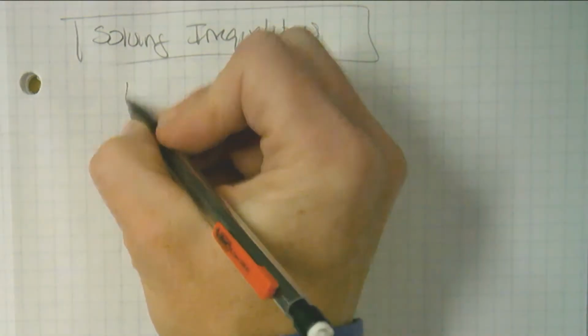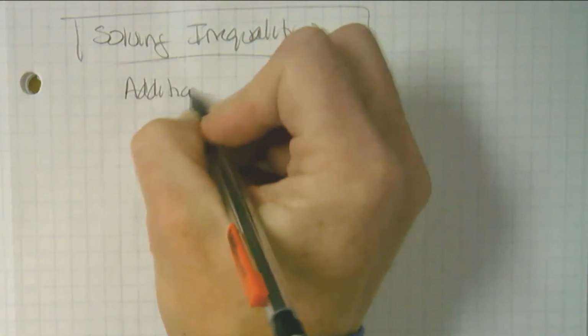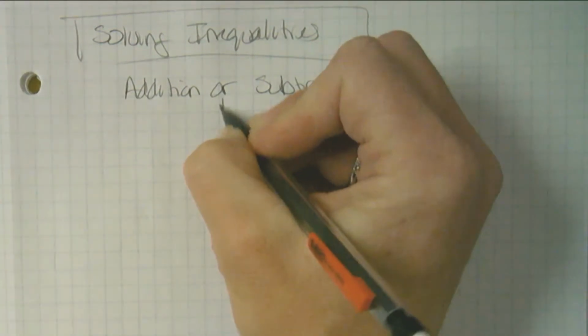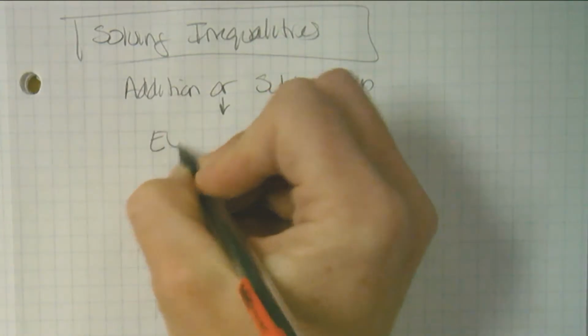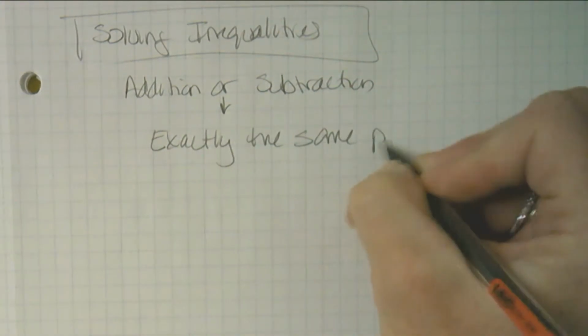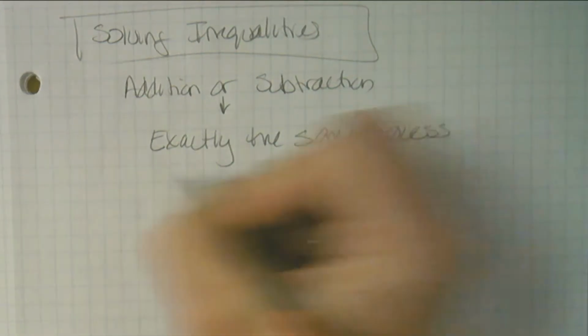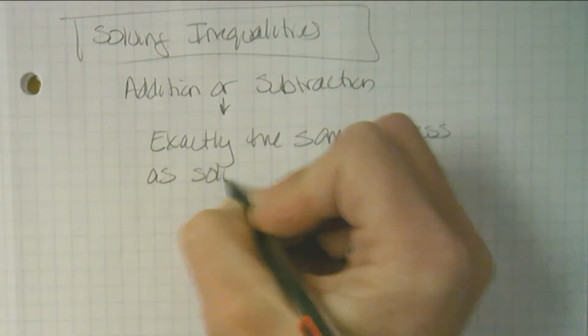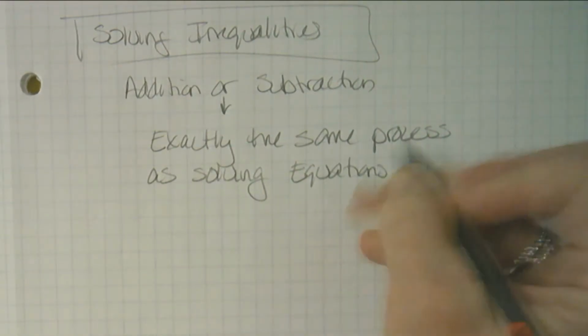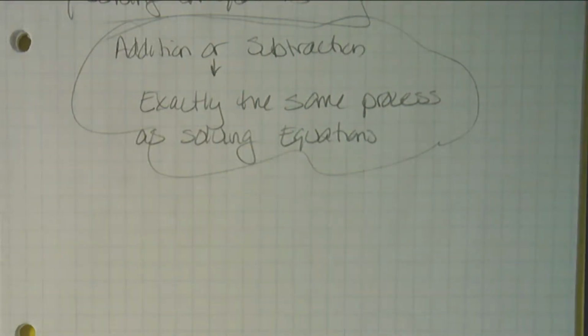So first of all, when we have addition or subtraction, it is exactly the same process as solving equations. There's no difference at all. Once we get multiplication and division involved, we do have a bit of a change, but we'll talk about that another day.